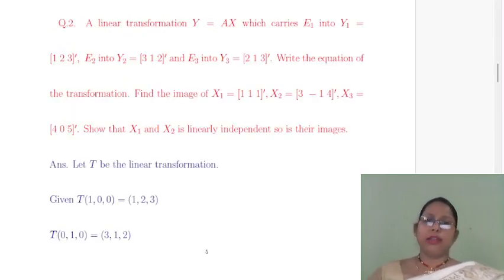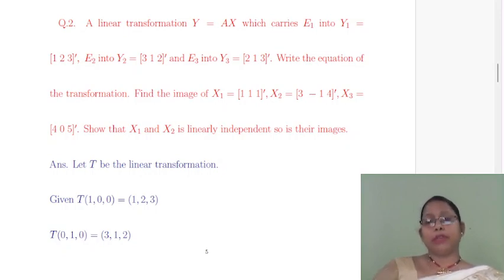Next question: a linear transformation y equal to Ax carries e1 into y1 equal to (1, 2, 3)', and e2 into y2 equal to (3, 1, 2)', and e3 into y3 equal to (2, 1, 3)'. Here the prime denotes that this is not a row vector, this is a column vector. Write the equation of the transformation.